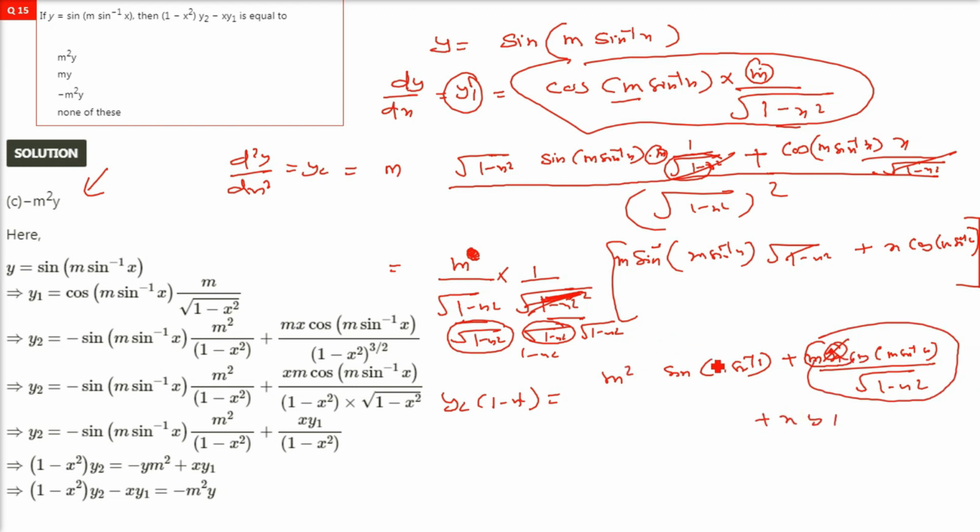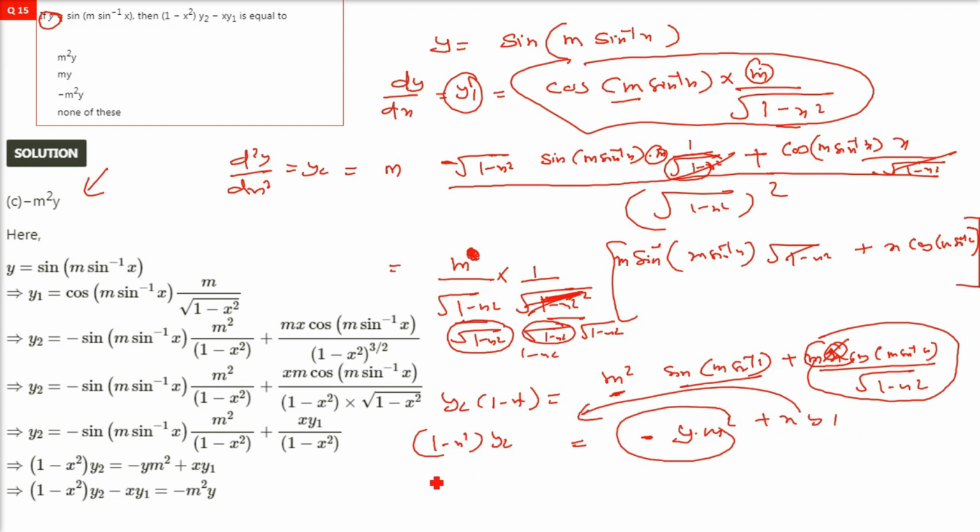So you can write it as plus x y1. Now y was already sin inverse x, so this term is y only. You have m square y, but I told you that I missed the negative. The first thing was the differentiation of cos m sin inverse x, which was negative sin m sin inverse x, remember? So the negative I missed, I'm going to put it here, because the differentiation of cos theta is minus sin theta. So now 1 minus x square into y2 equals minus m square y plus x y1. Just take this according to the question and change the positions: 1 minus x square into y2 minus x y1 is equal to negative m square y.